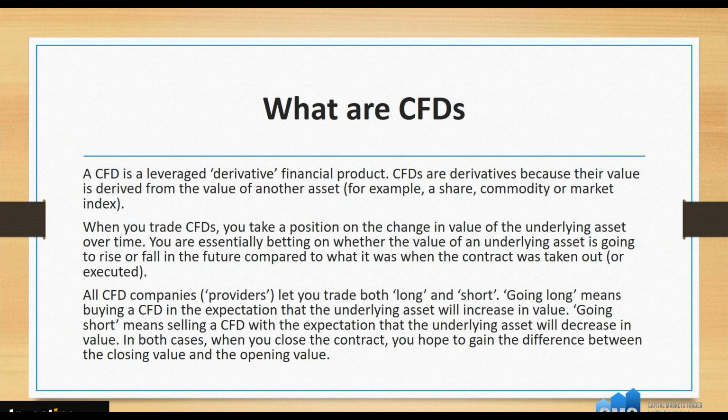When you trade CFDs, you take a position on the change in the value of the underlying asset over time. You are essentially betting on whether the value of the underlying asset is going to rise or fall in the future compared to what it was when the contract was taken out or executed. So if an asset, say the euro, is trading at 109.52, and you think the euro is going to go to 109.74, you can take your CFD.